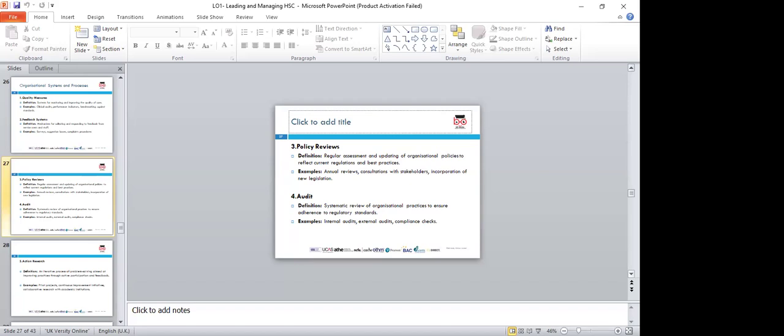Example, annual reviews, appraisals, consultation with stakeholders, incorporation of new legislation and all that. Okay, audit: systematic review of organizational practices to ensure adherence to regulatory standards. Example, internal audits, we all know internal audits. External audits and compliance checks. Internal audits are normally done by the staff, by the company themselves. But you may have the external one, that is CQC and other organizations, okay? And you have the compliance checks, which are more to do with ensuring that staff and managers are complying with regulatory frameworks and legislation, okay?